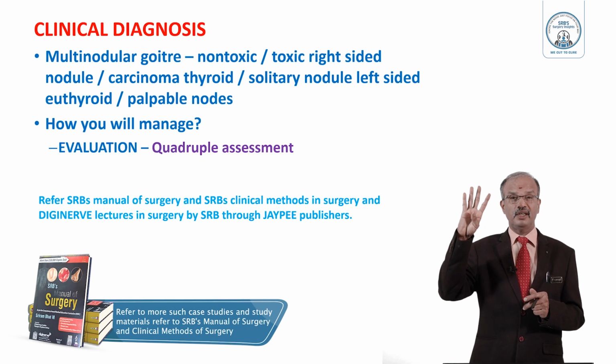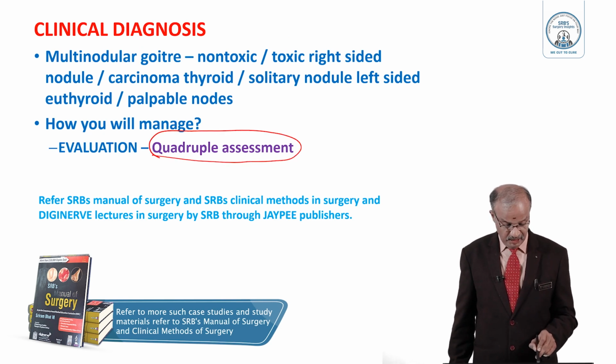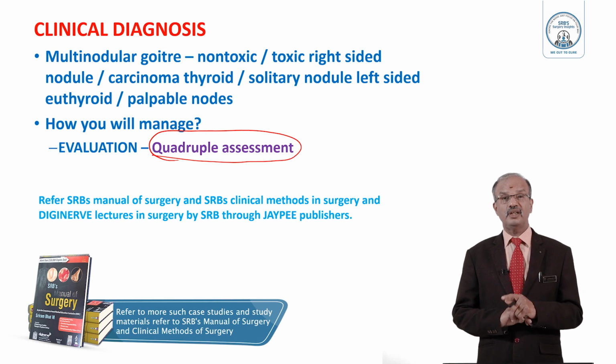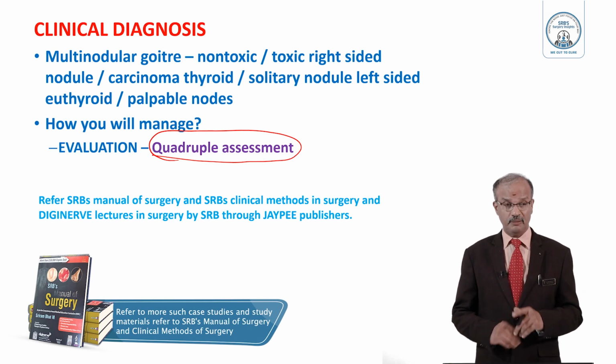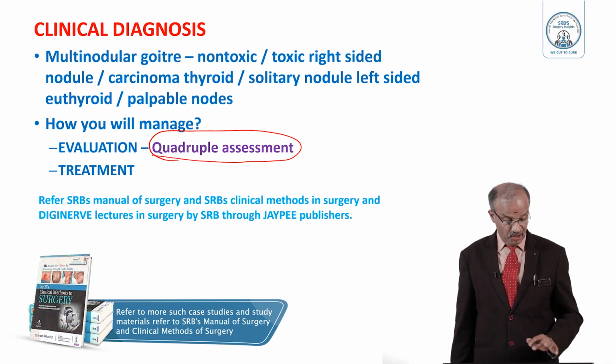There are the four things: clinical, biochemical, sonological, cytological. That is FNAC. So the four. That is quadruple assessment: clinical, biochemical with T3, T4, TSH, sonological, ultrasound, and cytological, FNAC. Then of course treatment, different strategies are there. We are not going to discuss that, but this is the orderly fashion.